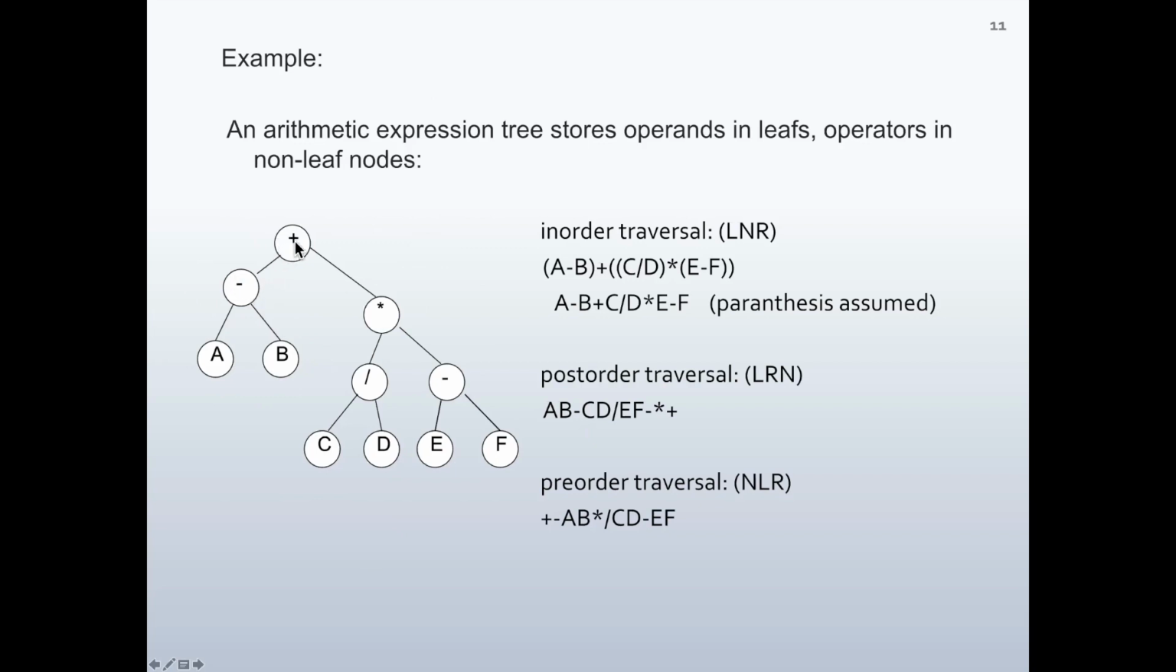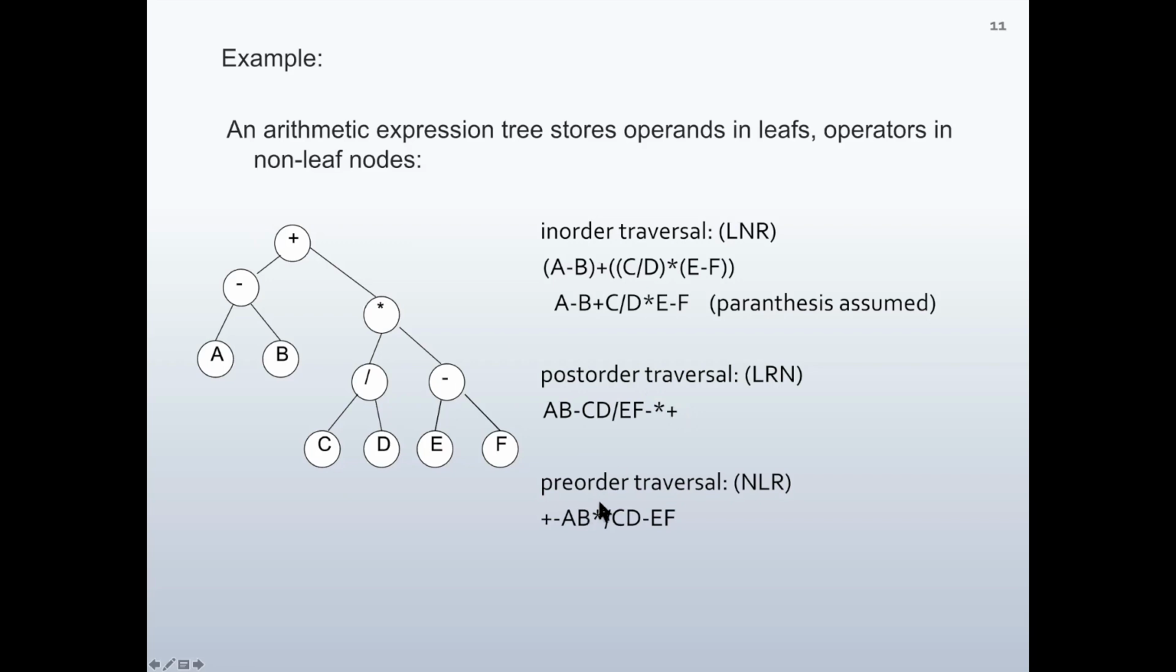Then before the node, the right subtree should be traversed. For this right subtree, first the left subtree, so CD slash, and then EF minus will be sent to the output, and then comes this multiplication, and then we will have plus at the output.